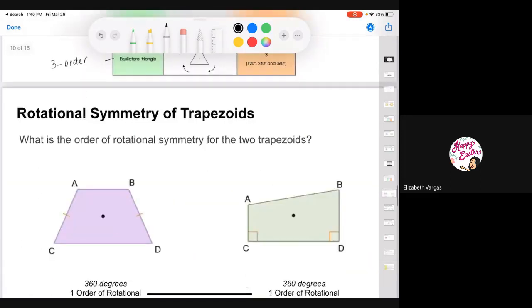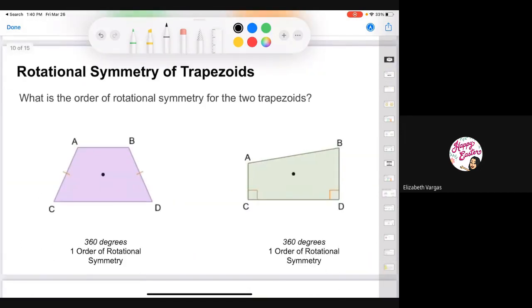No? Okay. And so very similarly, here we have rotational symmetry of trapezoids. So this is asking what is the rotational symmetry for these 2 trapezoids. Well, the unique thing about trapezoids is they're kind of interesting in that the only instance in which you will have rotational symmetry, or in which the trapezoids will be able to map back onto themselves, is when we have a full 360-degree rotation. And so that's the similarity you see here.